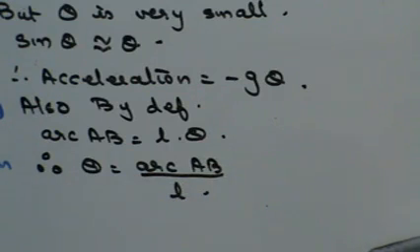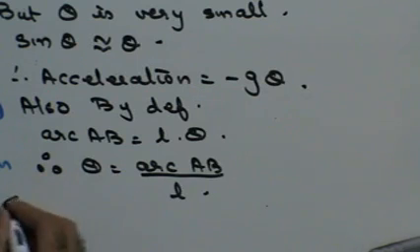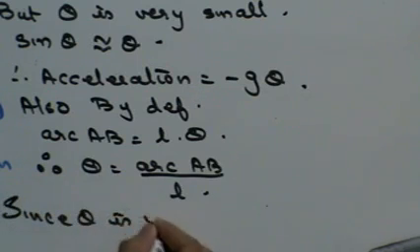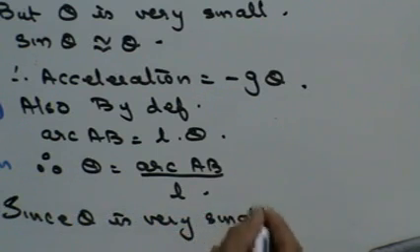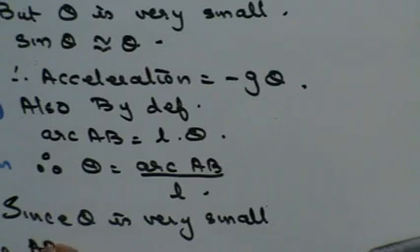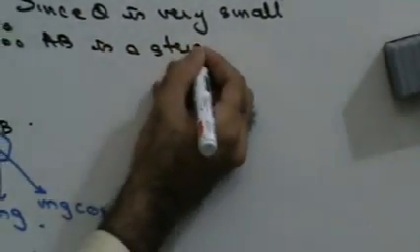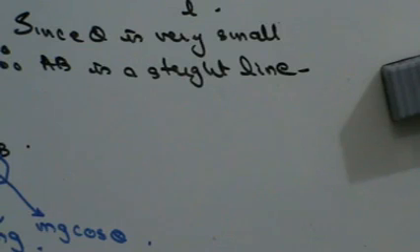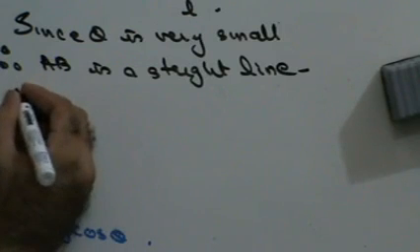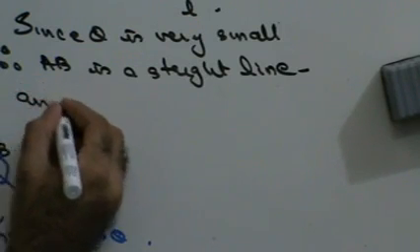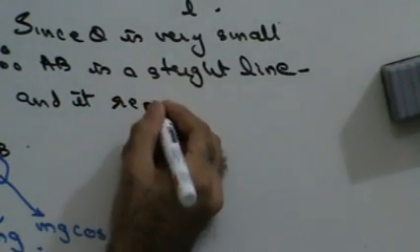Right? Now, since theta is very small, I can consider AB to be a straight line. Right? Let's assume that the displacement from the mean position is x. Let us assume that it represents displacement.